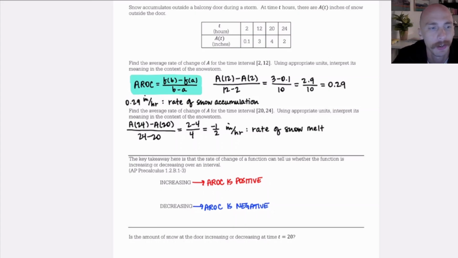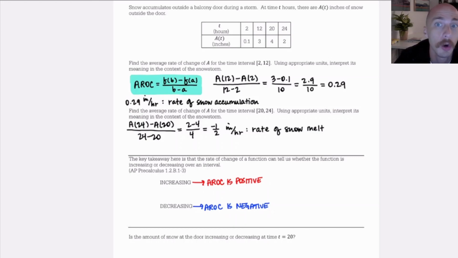Now, for this question down at the bottom, is the amount of snow at the door increasing or decreasing at time t equals 20? I'm just going to say there's not enough information for us to say. It's going from 3 to 4 back to 2. But we don't know if 4 was the actual maximum amount of snow in inches that was sitting outside the door, or if the maximum was actually a little bit bigger than 4, and by the time it was 4 at t equals 20, it was on the way down, or maybe it was still accumulating and the maximum was bigger than 4 at a time later than 20. We just don't have enough information to say.